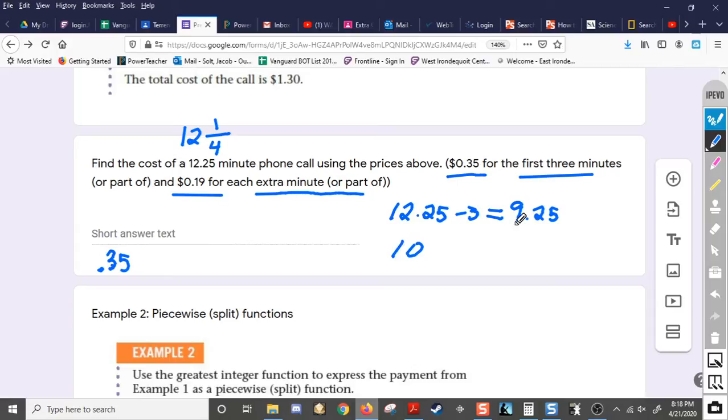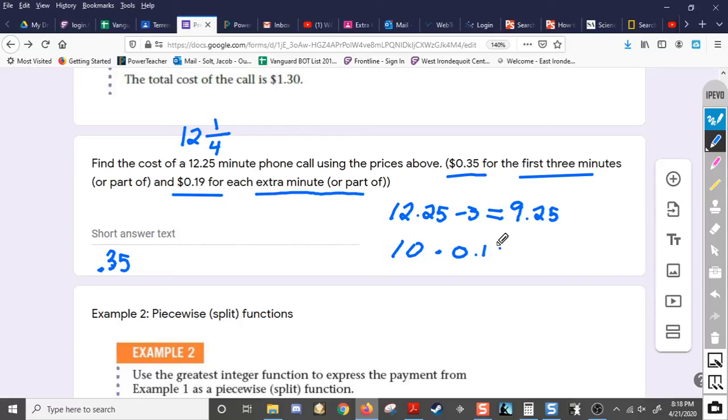So they're going to count these 9.25 minutes as 10 minutes. Now, how much are they going to charge me? They're charging me 19 cents for each extra minute, 19 cents per minute. Well, we're going to multiply here. When you hear per or for each, we're thinking multiplication, okay?